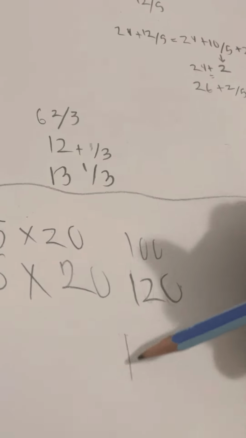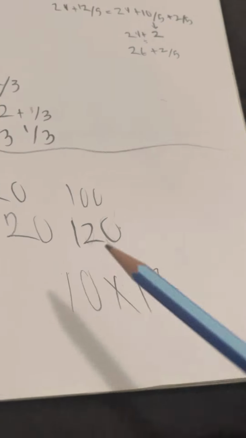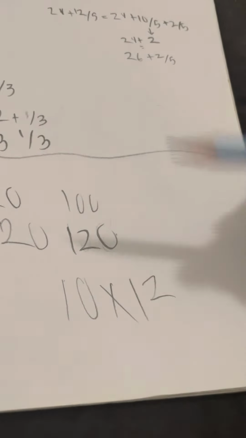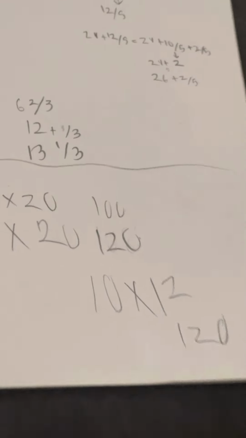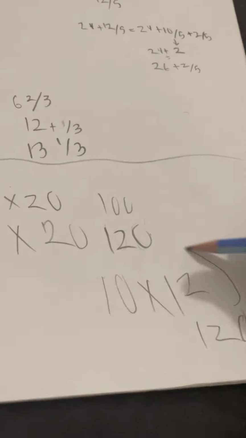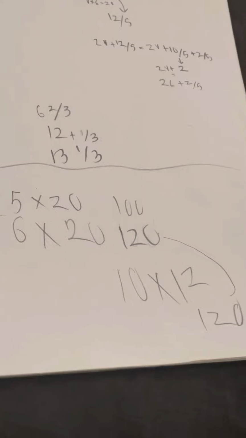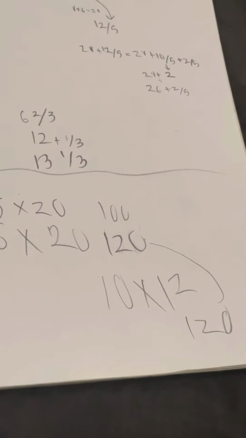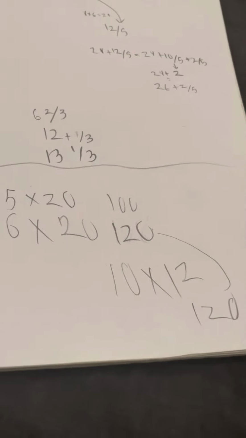So we're going to find out that whenever you're multiplying something by 10, you always just put a 0 at the end of it. So it's going to give me 120, right? 10 times 12 gets me 120. Same thing as doing 6 times 20. So what we're doing is that we're finding what fits perfectly in this.